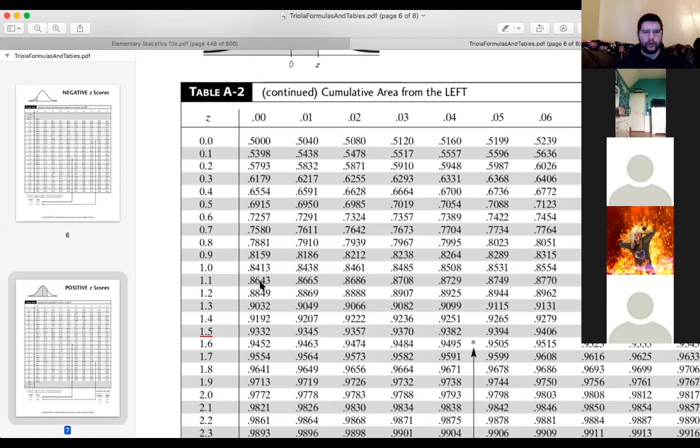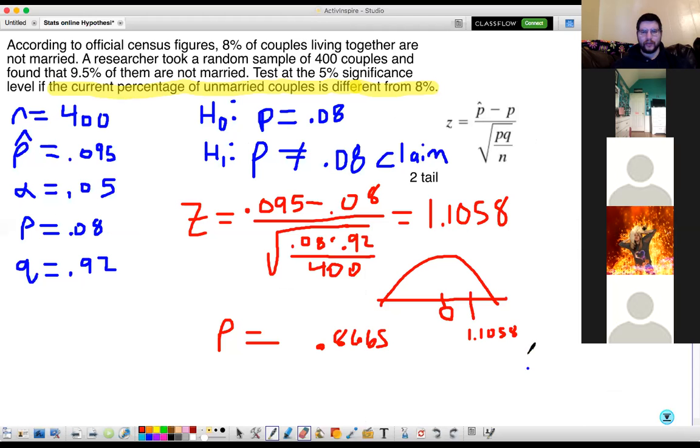Shoot, I lost it. 1.11. This is the area to the left of our test statistic. We need the area to the right. So what I'm going to do is 1 minus that area. And that'll give me 1 minus 0.8665 would be 0.1335.